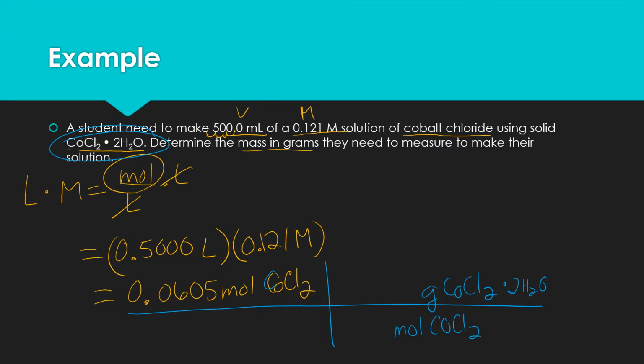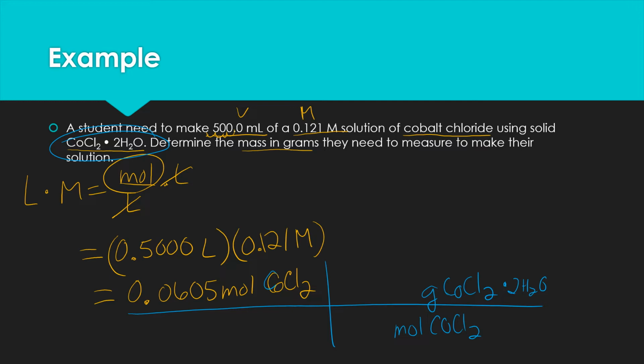So we're going to add up the mass of that cobalt chloride dihydrate. So cobalt has a mass of 58.93. We're going to add to that 2 chlorine, so 35.45 times 2. And then I'm going to add 2 water molecules.